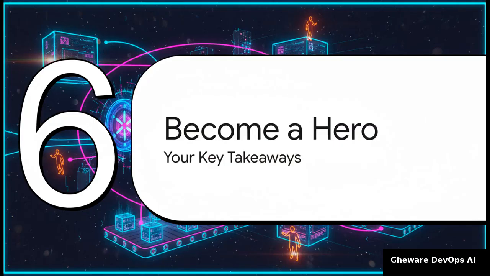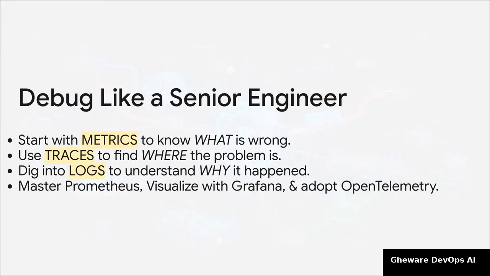All right, let's bring this all together. We've covered the why, the what, and the how of observability. Let's just quickly recap the key takeaways so you can start your journey to becoming that observability hero. So, to debug like a senior engineer, you always start with metrics to know what is wrong. Then you use traces to find out where the problem is. And finally, you dig into the logs to understand exactly why it happened. The path forward is clear. Master Prometheus, get great at visualizing with Grafana, and get ready for the future with OpenTelemetry.